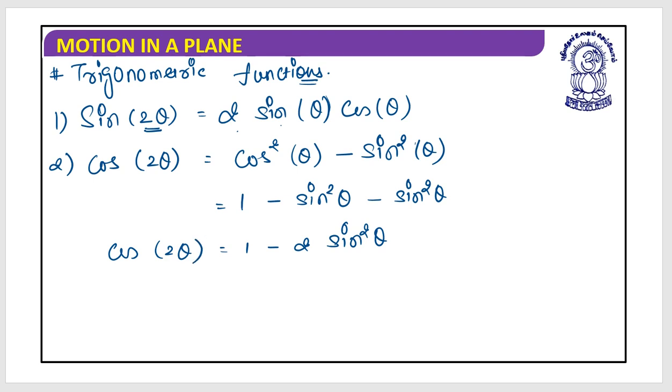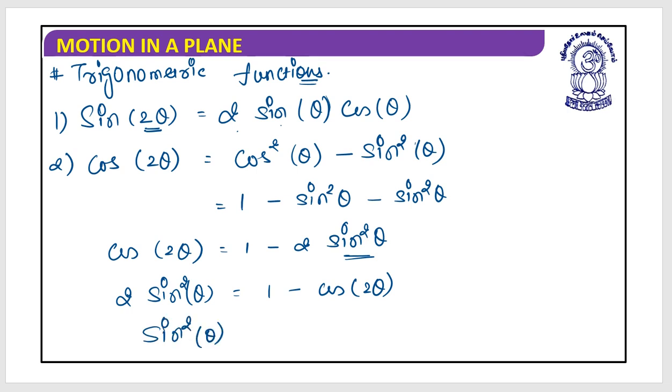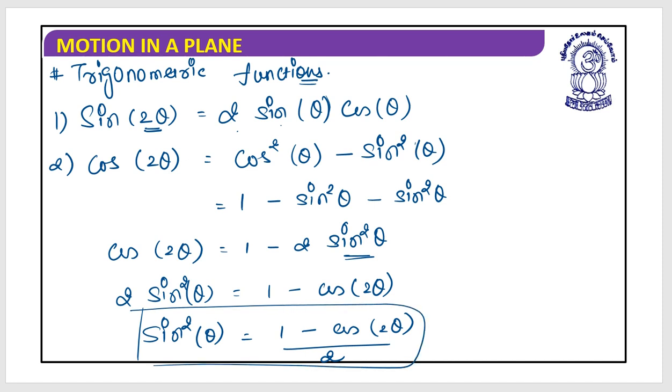If I want the value of sine square theta, then that can be written as 2 sine square theta is equal to 1 minus cos 2 theta. So sine square theta is equal to 1 minus cos 2 theta divided by 2. This can be remembered. Yes, this is to be learned.